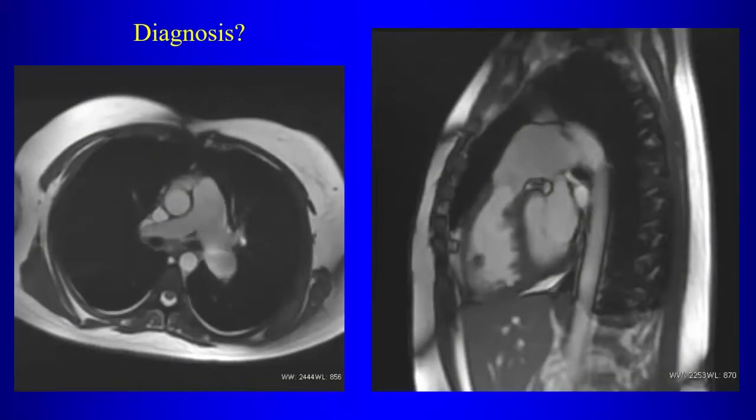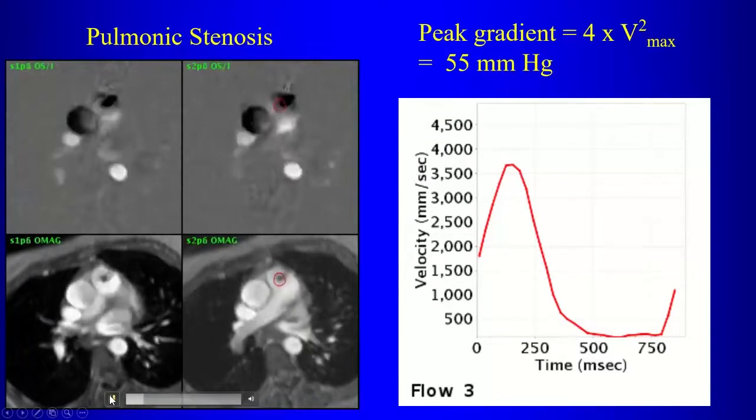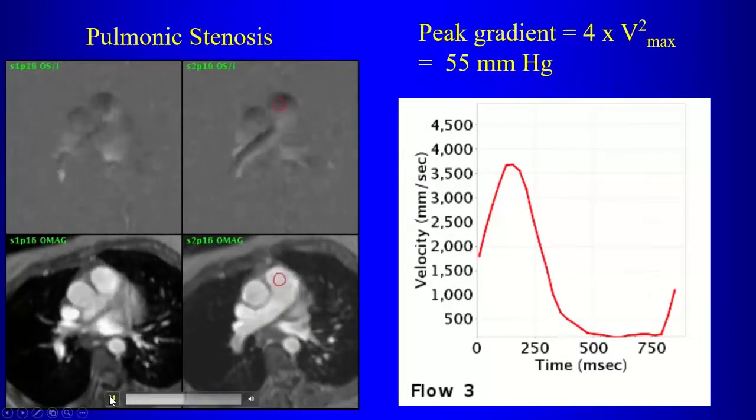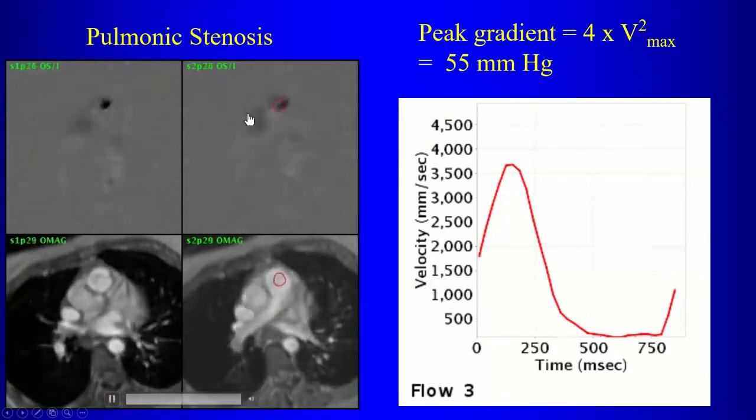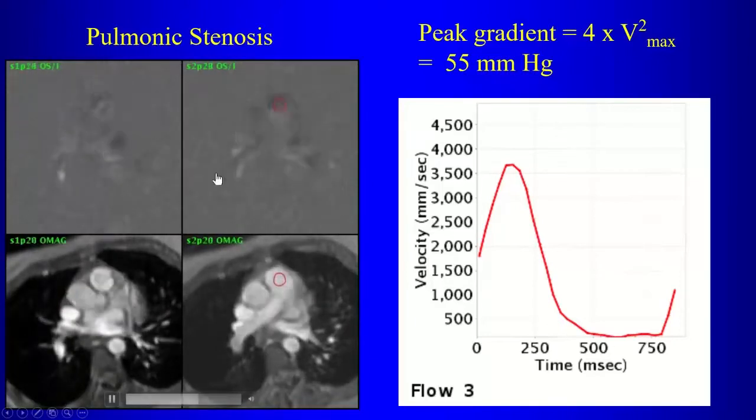We can see doming of the pulmonic valve, and then here we can see this jet from pulmonary valvular stenosis. There's also poststenotic dilatation here of the main pulmonary artery. So this is a patient with pulmonic valve stenosis. This is usually a congenital lesion.